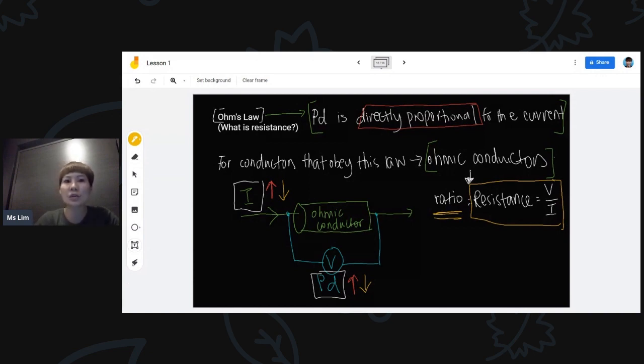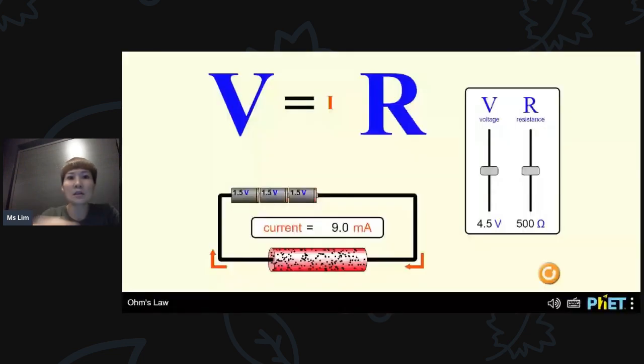Now let me show you a simulation. So you see here, there is a simulation where there are 3 cells. Each cell is 1.5 volt. They are in series. So in total, the total EMF is 4.5 volt. Now, 4.5 volt is the potential difference across this piece of conductor in red as well. So as you can tell, the potential difference and the current is directly proportional, and there is a ratio R.